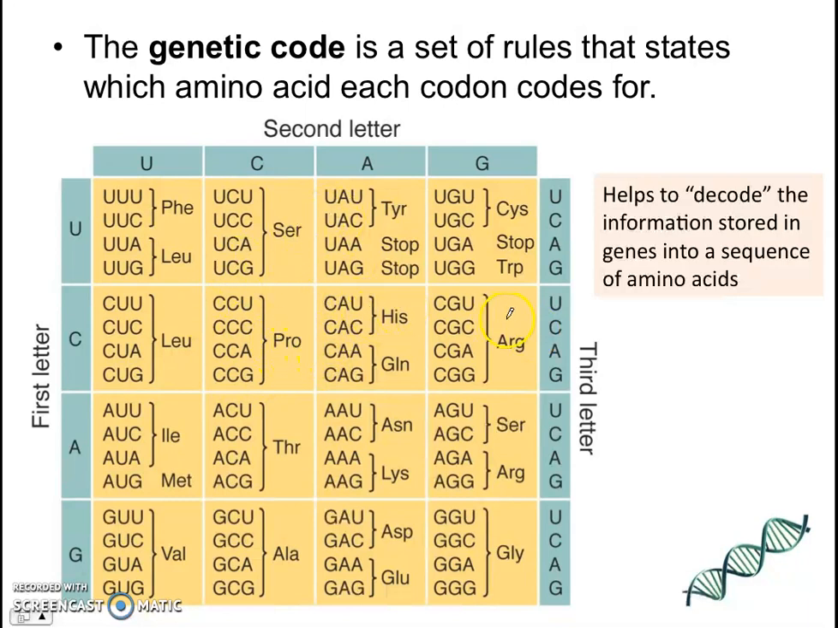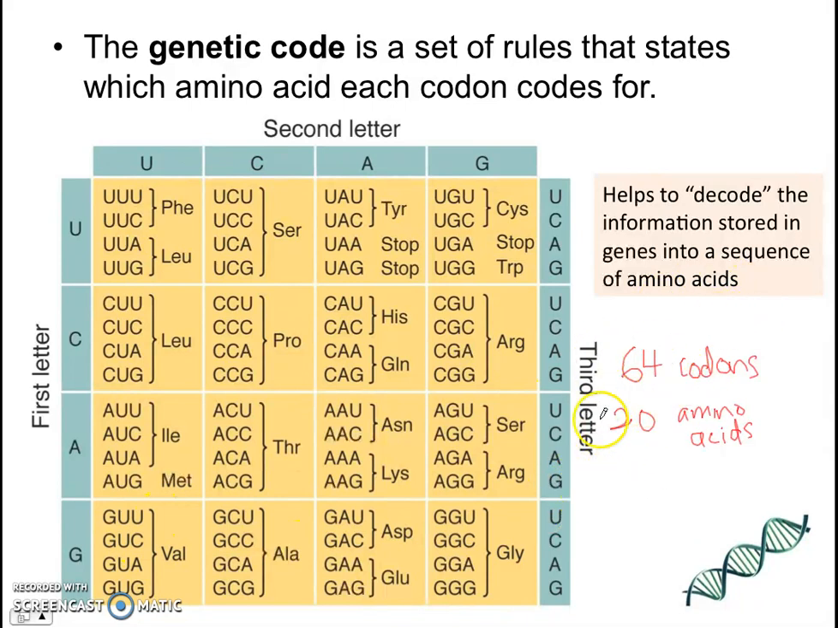Because we're using a triplet code, there are actually 64 possible codons. So you can see that here, 4 times 16. So that's 64 possible codons. And remember, we had 20 amino acids. So an interesting fact is that there's actually more than 1 codon per amino acid. So you can see that, for example, valine is coded by 4 possible codons. And you will learn more about this in JC.